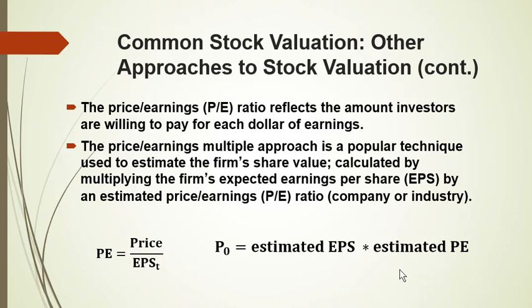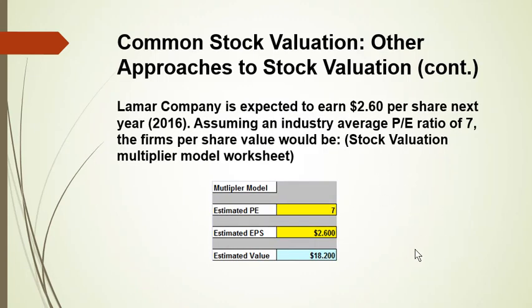So these numbers, quite frankly, are pretty easy to find. You can find these in Yahoo Finance. So they'll give you a pretty good picture of what you think the value will be, not today, but what the value will be at the end of the period. So this will tell us what the change in value should be over the next time period. So as an example, this company is expected to earn $2.60 over the next year. And we're assuming an industry average PE ratio of 7. So the firm's per share value should be in the ballpark of about $18.20.